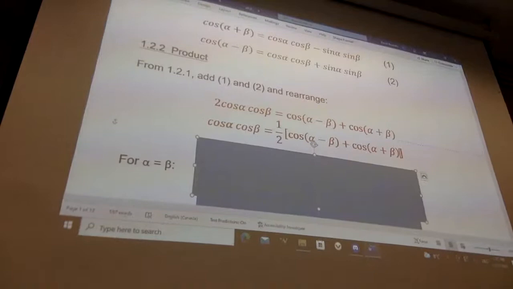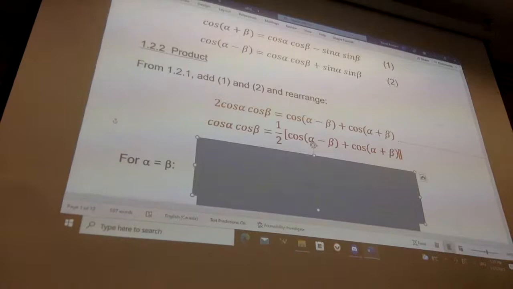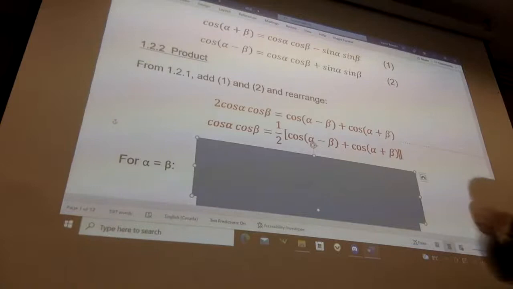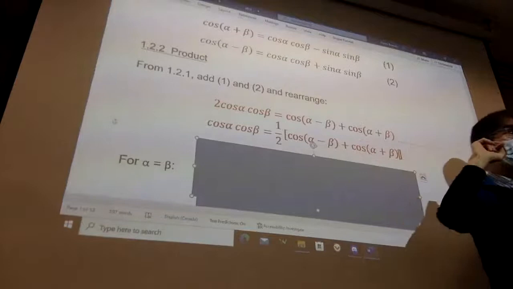You might say, big deal. Well, the deal is not so much the value of a half. Don't worry about that value. That's just to make it mathematically correct. The key thing here is if you multiply two cosines, you get the summation and the difference. So if you take the product, you get the summation and the difference. What does a mixer in communications do? It takes the product.